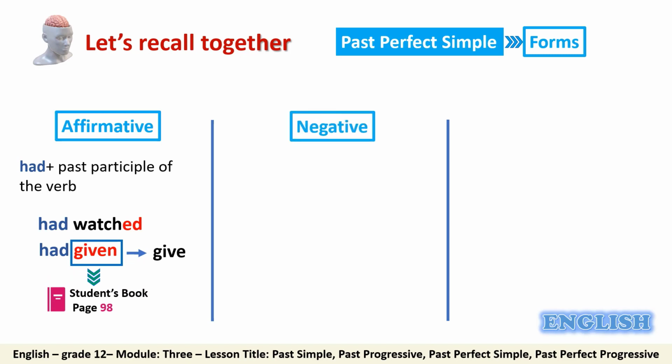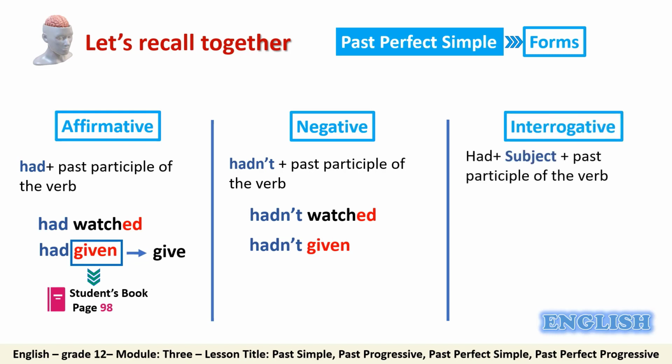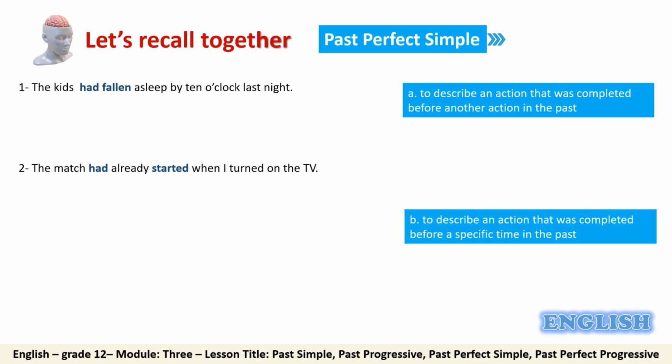As for the negative form, it is made by using hadn't and the past participle of the verb. For example, hadn't watched and hadn't given. Finally, the interrogative form is made by using had plus the subject plus the past participle of the verb, like had he traveled, had they given. Now, please pause this video here and match the sentences with the uses.